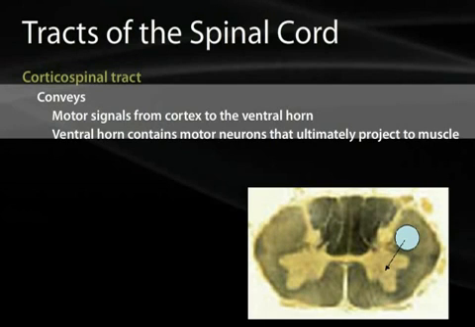If I damage the neuron that is up in the brain from the precentral gyrus extending on down to where it synapses in the ventral horn, that is called an upper motor neuron lesion. If I damage the neuron that's sitting in the ventral horn and talking directly to the muscle, that's called a lower motor neuron lesion. Let's see what it does differently.